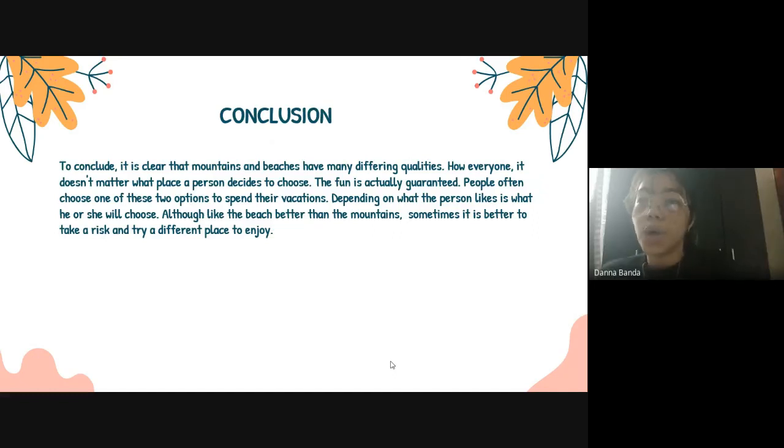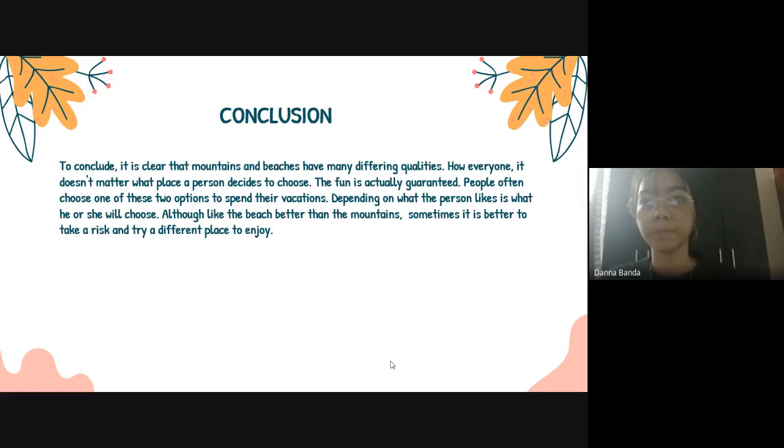Okay, now we are going to talk about the conclusion and we are going to read it. To conclude, it is clear that mountains and beaches have many different qualities. However, it doesn't matter what place a person decides to choose. The fun is actually guaranteed. People often choose one of these two options to spend their vacations. Depending on what the person likes is what he or she will choose. Although I like the beach better than the mountains, sometimes it is better to take a risk and try a different place to enjoy.